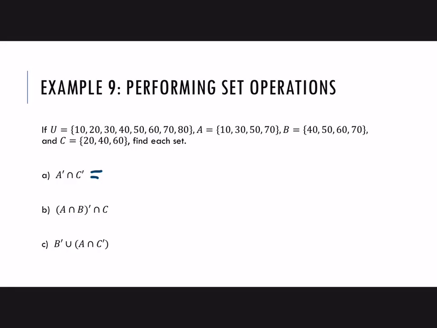Okay, so A complement, how do we find that? Well, we're looking for things in the universe that are not in A. So I would look at A, look at U, and I'm just going to cross out A from U and see what's left. Okay, well, there's a 20, 40, 60, and 80 that are left.